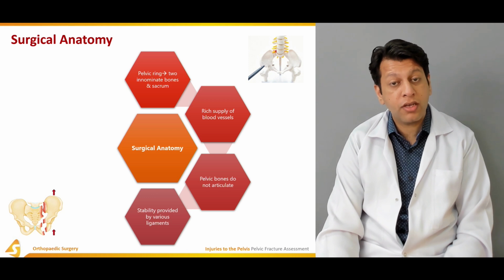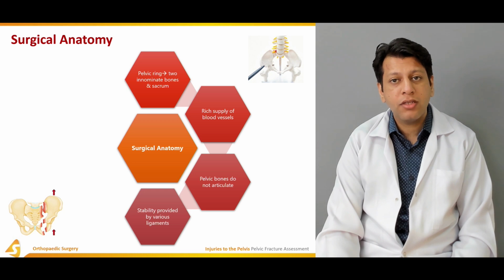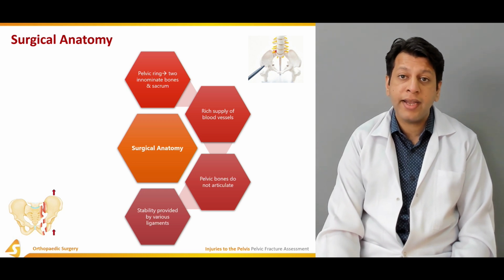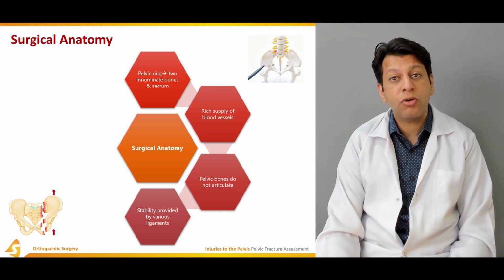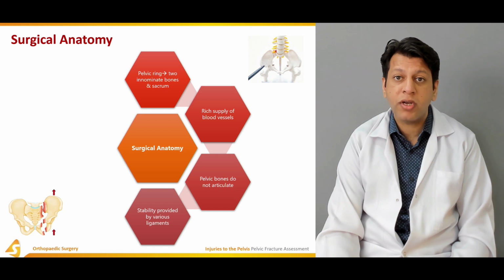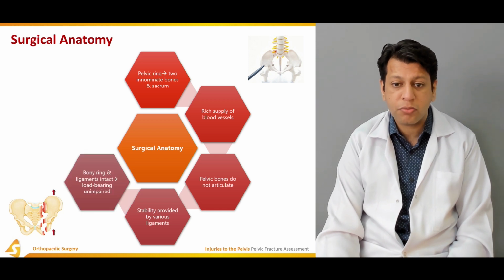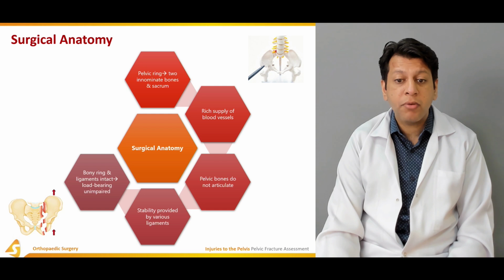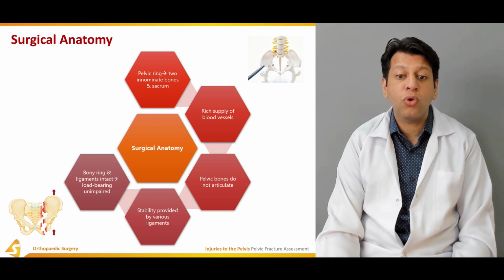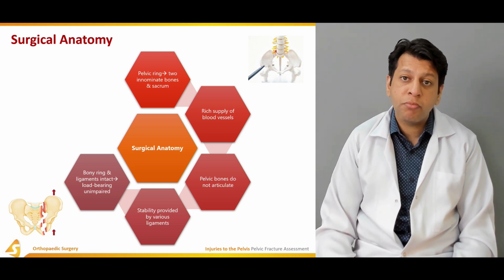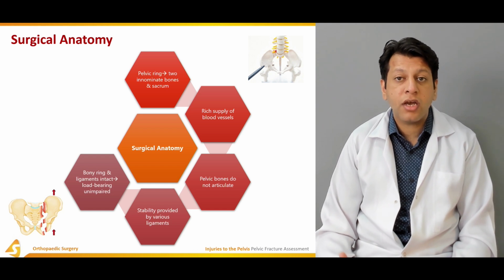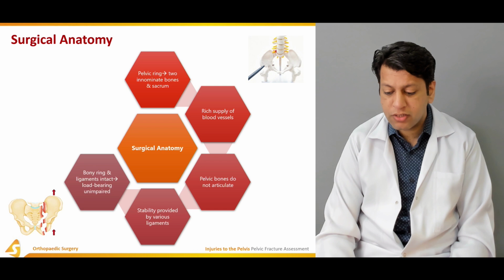Stability is provided by various ligaments. Anteriorly, as I told you, there is a pubic symphysis. Posteriorly, there is the sacroiliac joint, in which there are anterior and posterior sacroiliac ligaments. There are also sacrospinous and sacrotuberous ligaments, which also provide support to the posterior sacroiliac joint. If this bony ring and ligaments remain intact, they can help in load bearing. But if it gets impaired, the weight bearing of the body gets impaired and results in the patient being unable to walk or put weight on the leg.